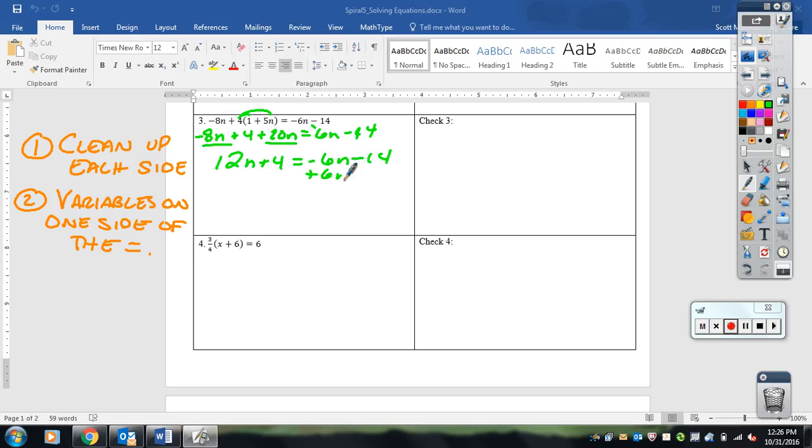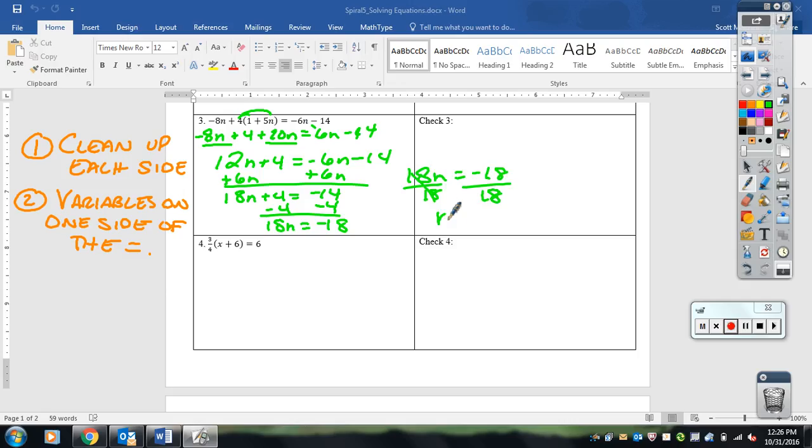Variables on both sides, plus 6n, plus 6n. 18n plus 4 equals negative 14. Minus 4, minus 4. 18n equals negative 18. Divide by 18, division property of equality on both sides, n equals negative 1 for number 3.